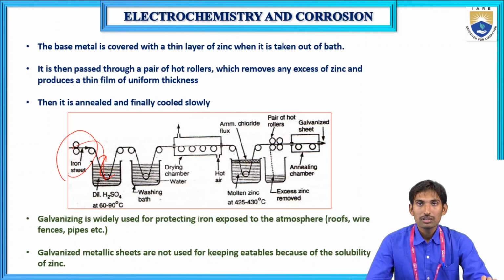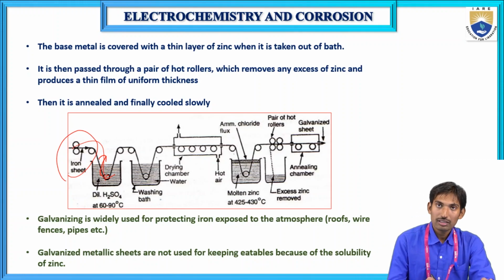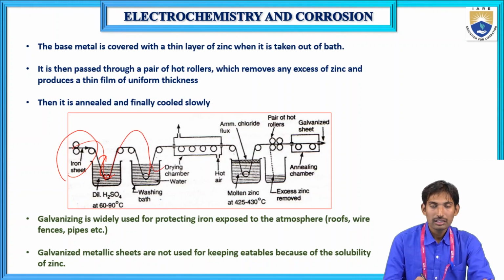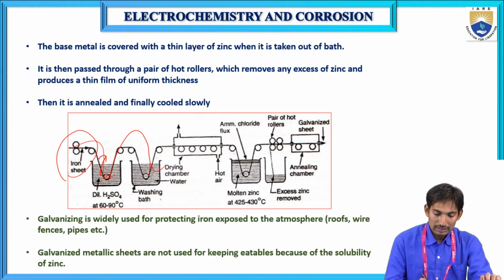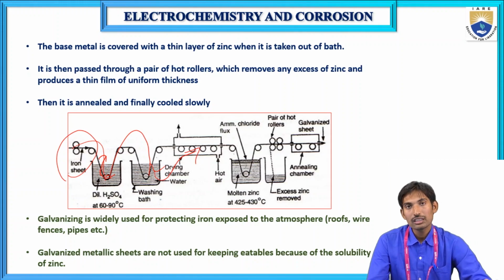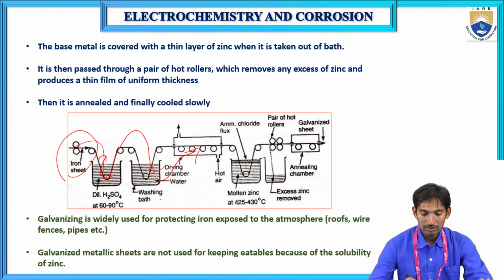In the pickling process, we have to use dilute H2SO4. We have to clean at 60 to 90 degrees centigrade. Then we can remove any impurities present on our base metal. Then we send our base metal into the washing bath. In this washing bath, we can remove the impurities and also excess dilute H2SO4 on the surface of the base metal. And we send our base metal into the drying chamber, where we send hot air.